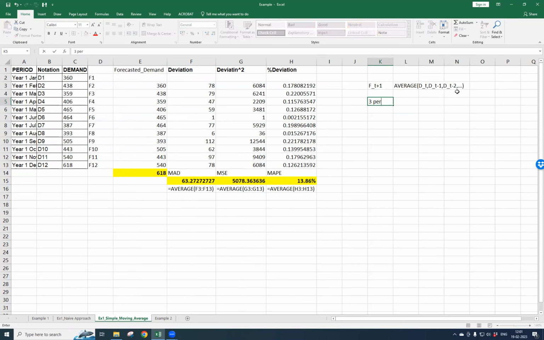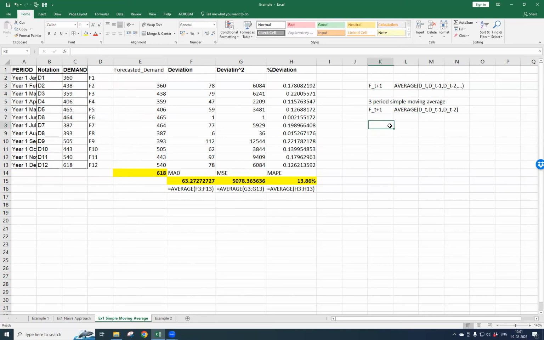A 3-period simple moving average. What is the meaning of this 3-period simple moving average? A 3-period simple moving average would mean that we are trying to calculate the average of the past 3 periods, right? Past 3 periods. Now, for that, F t plus 1 over here in the 3-period simple moving average would be just the average of the past 3 periods. That's it. There are no other values that are going to be there.